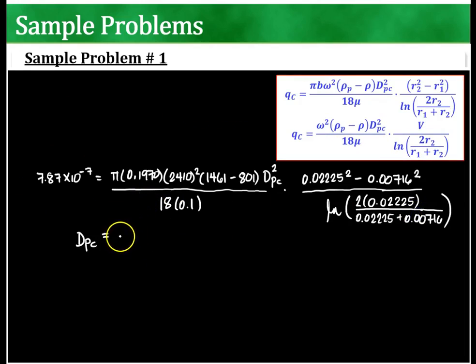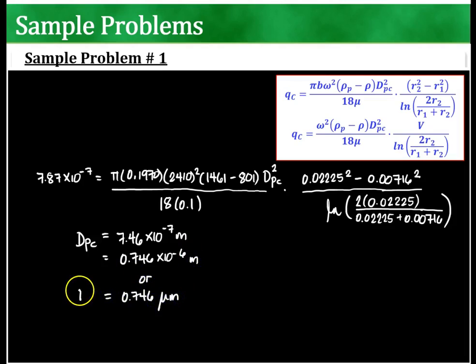So here, what you'll have is 7.46 times 10 to the negative 7 meters, or I can say 0.746 times 10 to the negative 6 meters, or 0.746 micrometers is your diameter, the cut particle size diameter, right? That's your answer for the problem.